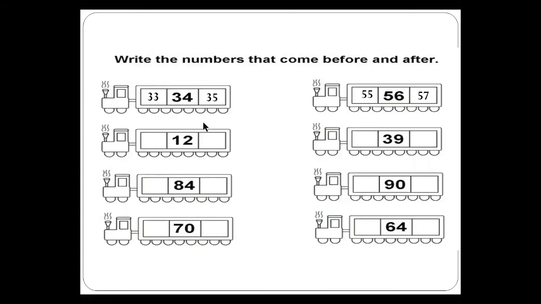Next is 12. What will come before 12? 11, 12. And what will be after? 13. Now we have 39. What comes before? 38. And what comes after? 40. We have number 84. What comes before? 83, then 84, then 85. 90. What comes before? 89, then 91. 70. What comes before?